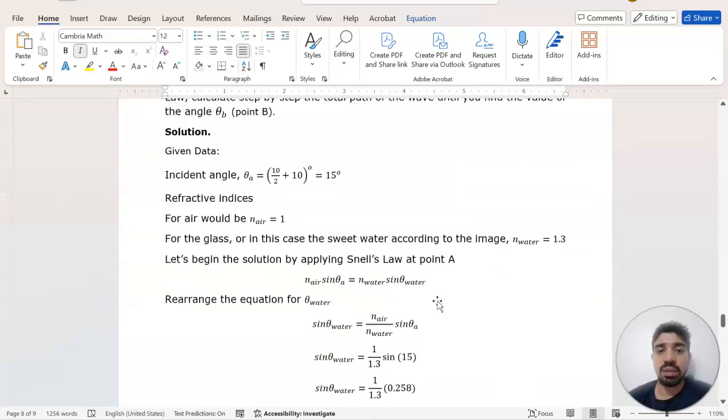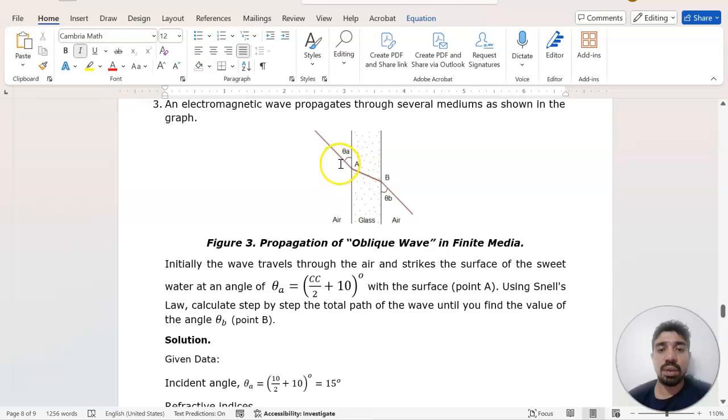In this case, we know that the original medium where the wave comes from is the air, passes through a different medium, and then comes out to the same medium where it comes from. So the angle should be the same.